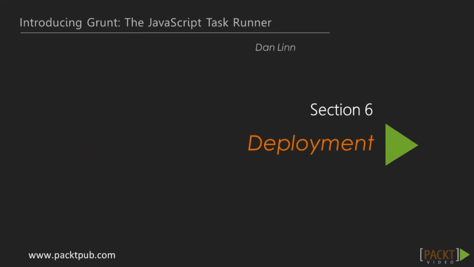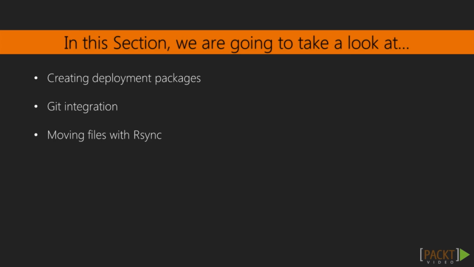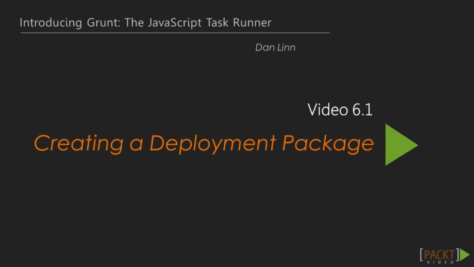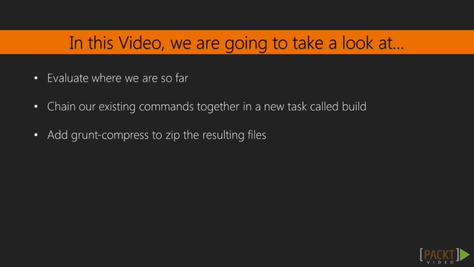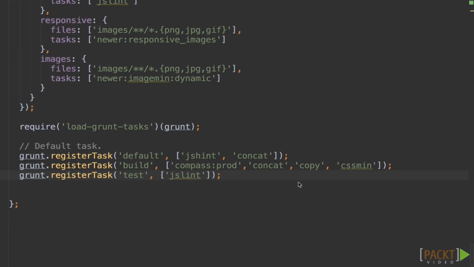Hello again, and welcome back to Introducing Grunt, the JavaScript task runner. In the last section, we talked about some testing options, and in this section, we're going to talk about deploying our projects. In this video, we'll discuss creating a deployment package. This will involve integrating all of the tasks we've used so far tied together. First step is to tie all of our tasks together to create a clean package of only production-ready files.